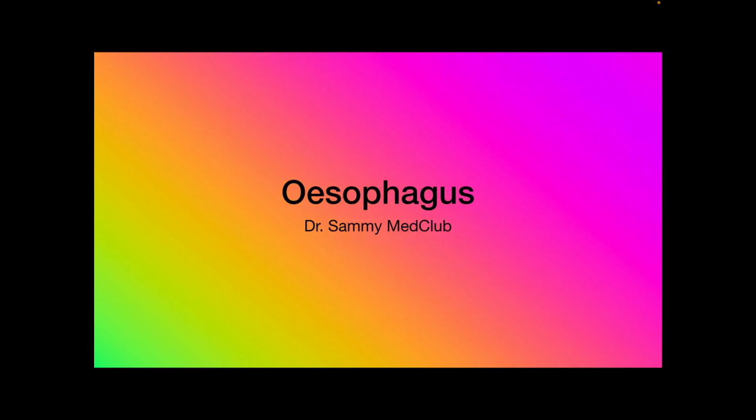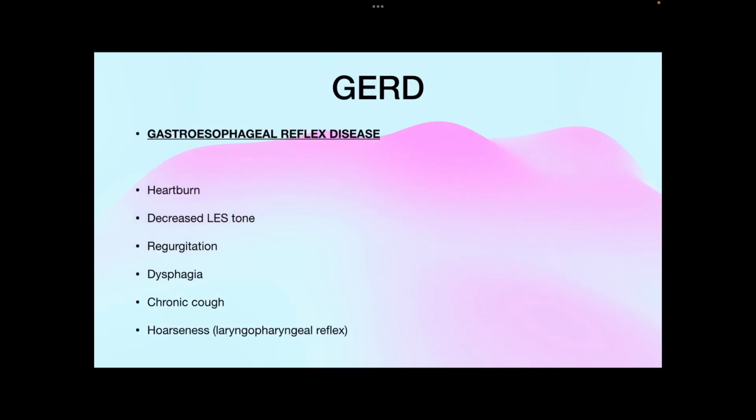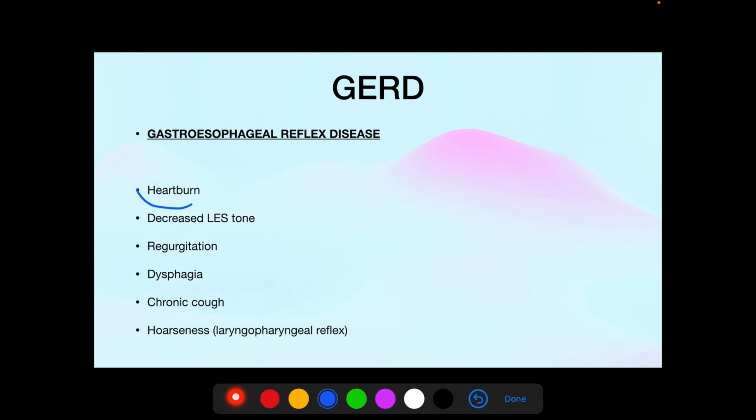We are going to start with GERD. GERD is gastroesophageal reflux disease, a condition which develops when the reflux of gastric content causes troublesome symptoms or complications. The most common etiology here is inappropriate transient relaxations of the LES. The clinical features are heartburn, which is the most common, followed by regurgitation. Heartburn and regurgitation are seen in 80% of the patients with GERD.